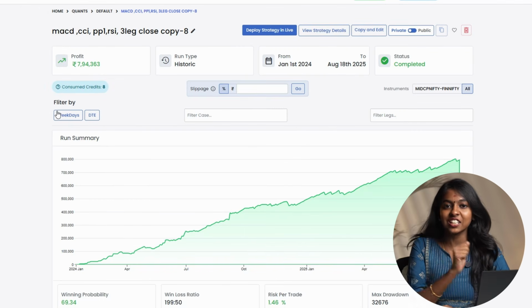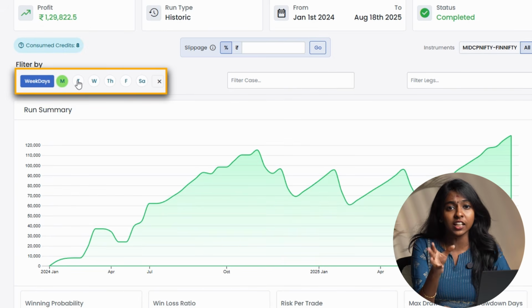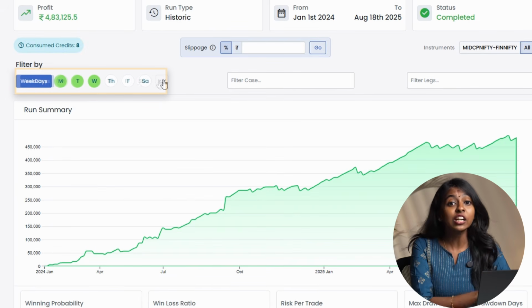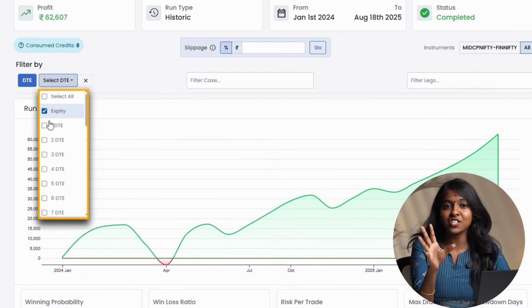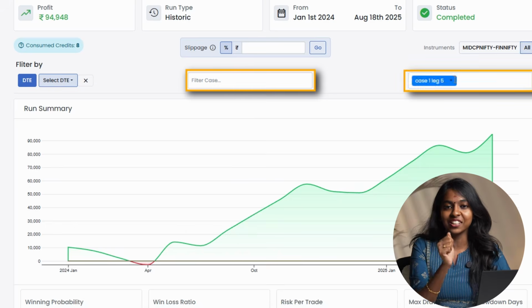In addition to this, you can find some options above the equity curve, such as filter by, slippage and instrument. These mainly help you apply filters to your strategy so you can analyze it more deeply. The filter by option helps you narrow down the backtest results. You can use the days of the week filter to filter the trades based on the weekdays, or the DTE filter to filter based on the DTE. You can also use the case-wise and leg-wise filters.